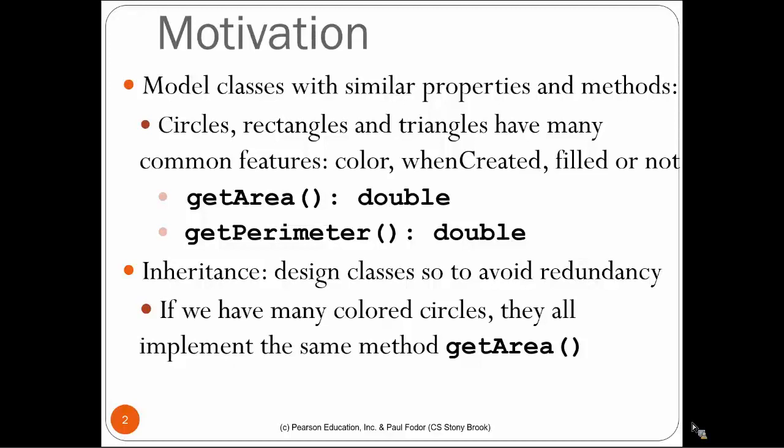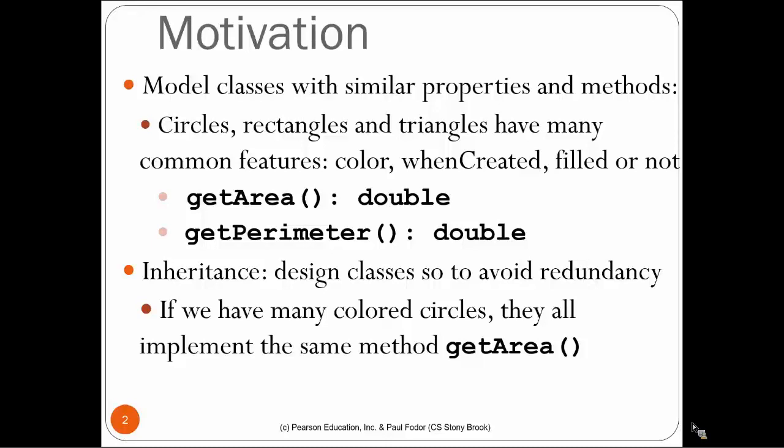Although we cannot implement those in the class itself, we can actually define that they are abstract. The fact that they will definitely exist in the subclasses. That means that it's a constraint that any subclass of the superclass must implement these common methods. So inheritance means that we avoid redundancy by designing superclasses.